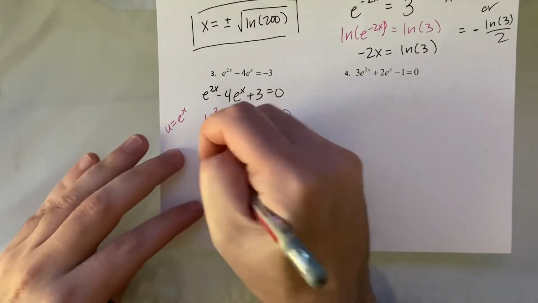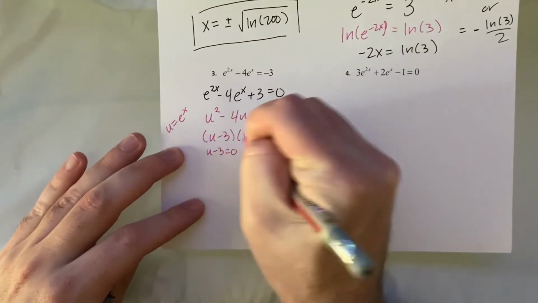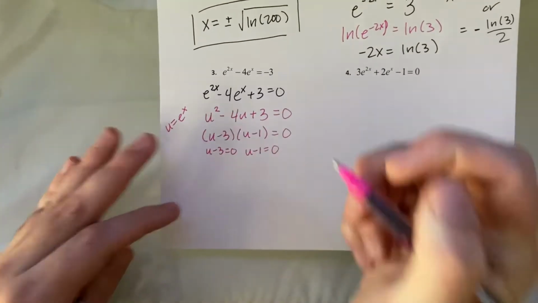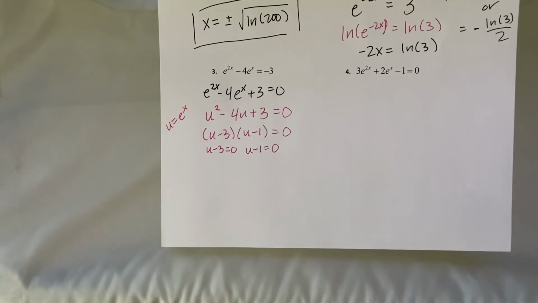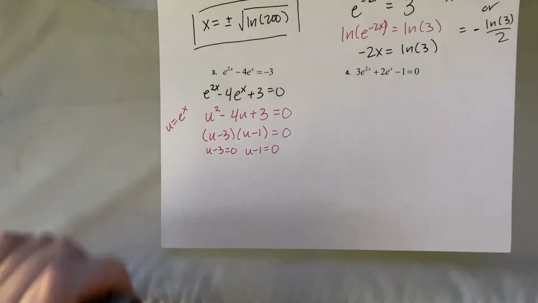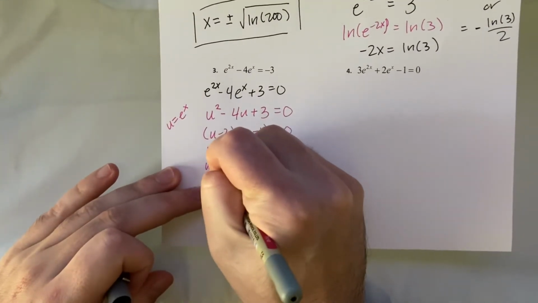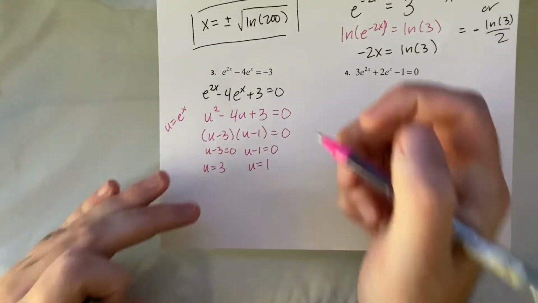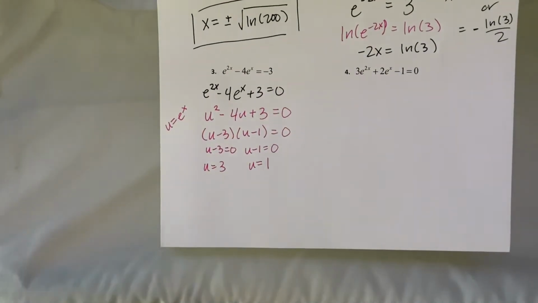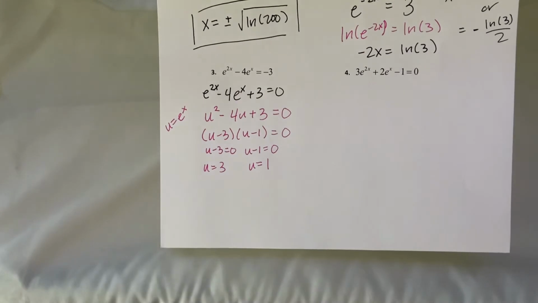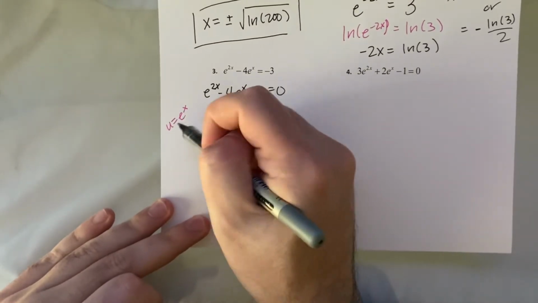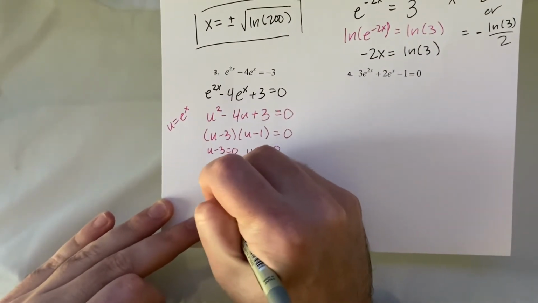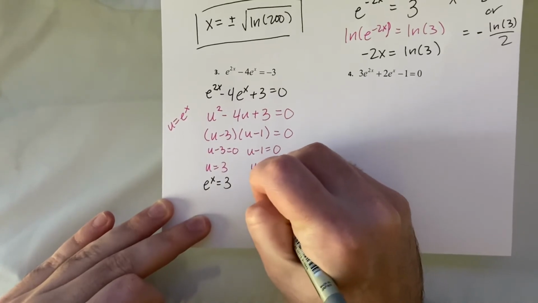And of course, the solutions to that are when u minus 3 equals 0 or u minus 1 equals 0 by the zero factor property, or the fact that if two numbers multiply to 0, we know that one of them is 0. So u equals 3 or u equals 1. Now, if the problem didn't start as u, it does not end as u. We know that u is actually e to the x. This is e to the x equals 3 or e to the x equals 1.